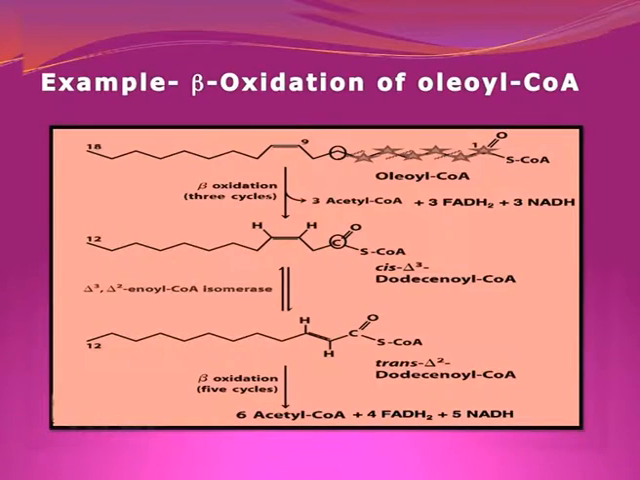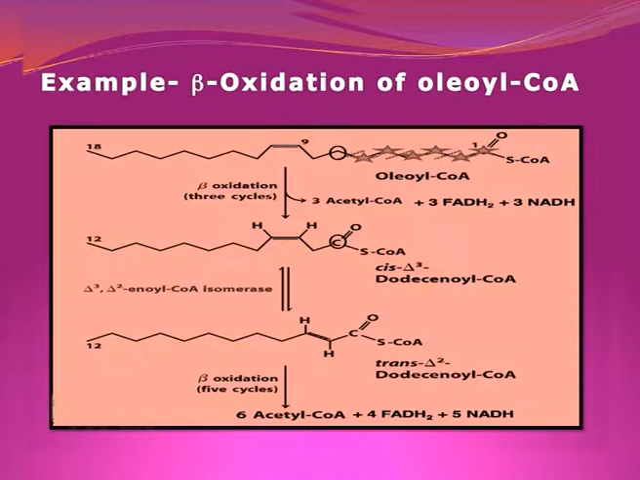In this slide, we will see the diagram of the beta oxidation of oleoyl-CoA, which contains a single double bond between the carbon atoms 9 and 10. As shown, the 3 cycles of beta oxidation proceed uninterrupted, releasing 3 molecules of acetyl-CoA. And then the problem arises after the third round.